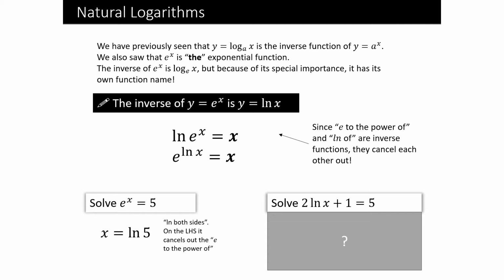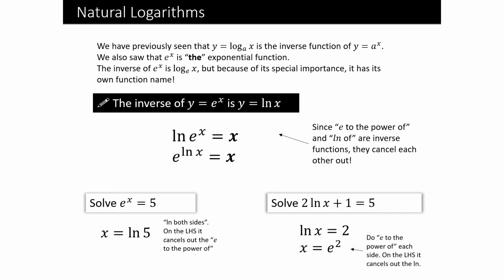Alright, let's have a look at the next one. It says solve 2 ln x plus 1 equals 5. The first thing you do, you could just take the plus 1 to the other side, so it would be 2 ln x equals 4. Then you could divide the 4 by the 2, and you'll just have ln x equals 2. So that's just basic algebra rearranging.